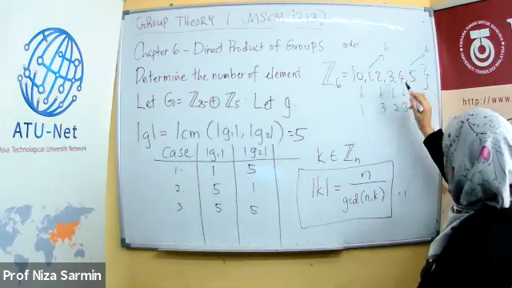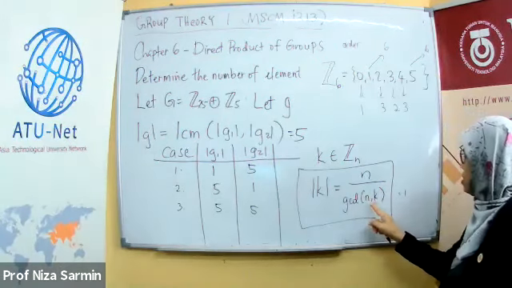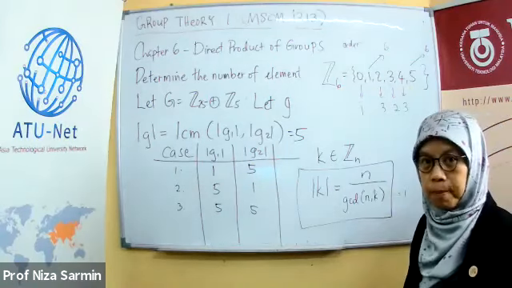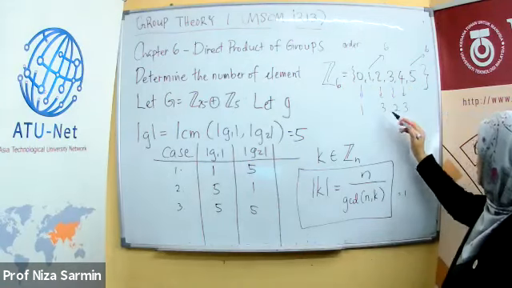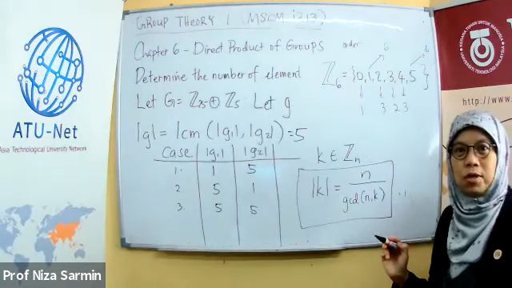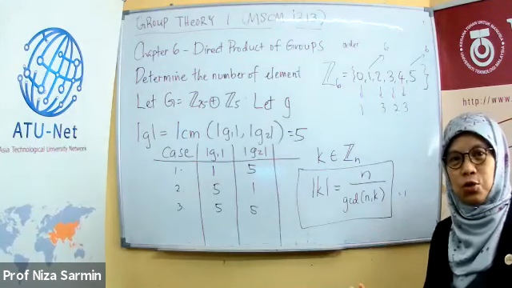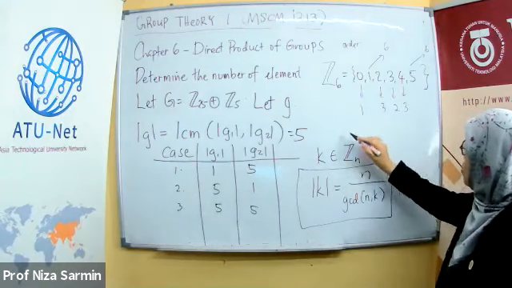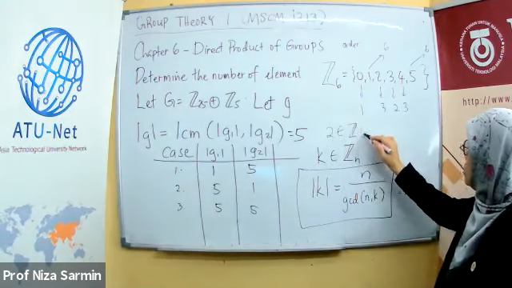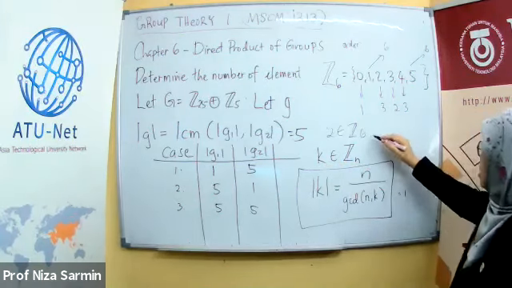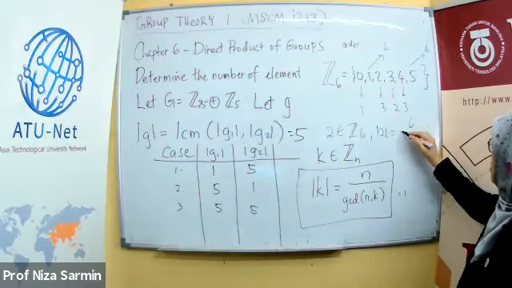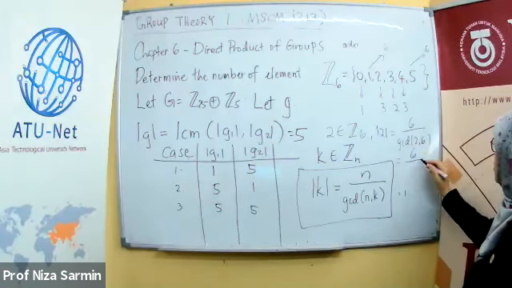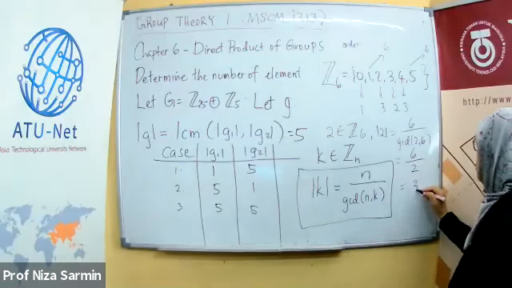So 5 and 6, GCD is 1, so the order is the same as the order of the group. Now how do I get this 3? Just now, because I know 2 plus 2 plus 2 is 0. But if I want to use the formula, if I take 2 in Z6, the order of 2 is 6 over GCD of 2 and 6. 6 over 2 is equal to 3.